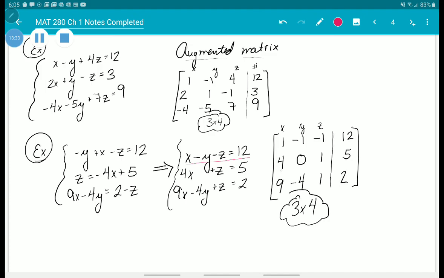The second line says 4x plus 0y plus z is equal to 5. And that is that second equation. And then 9x minus 4y plus z is equal to 2 is that third equation. So we can go into augmented form and we can come out of augmented form.